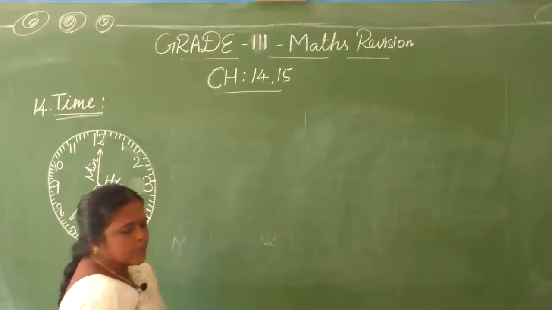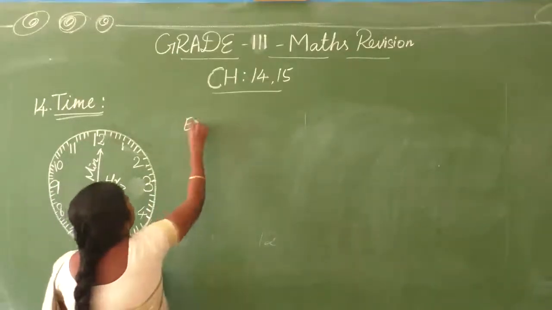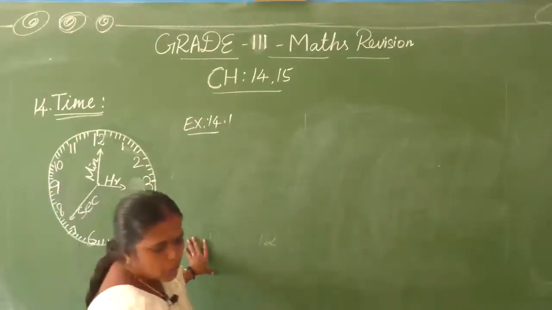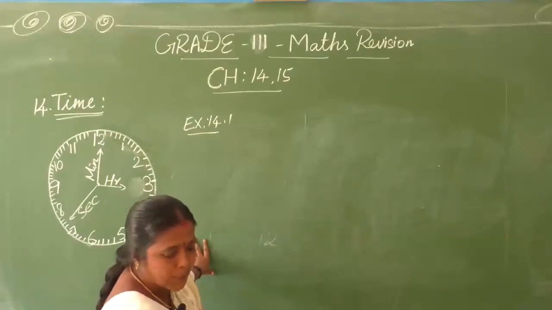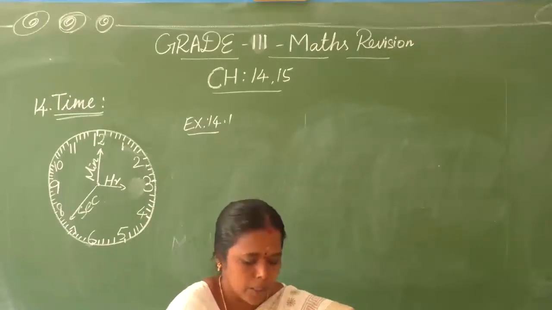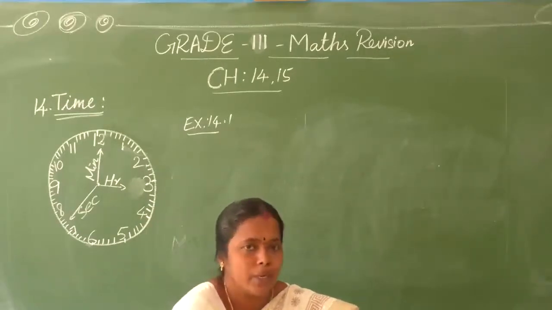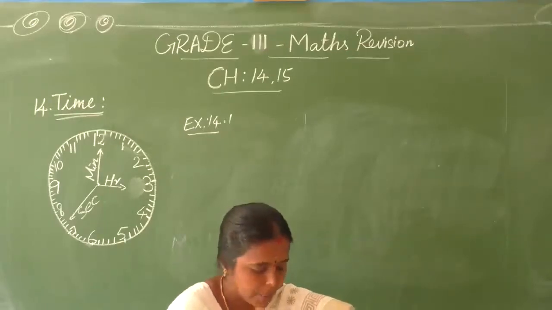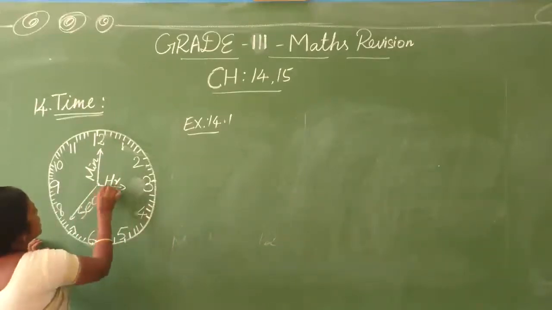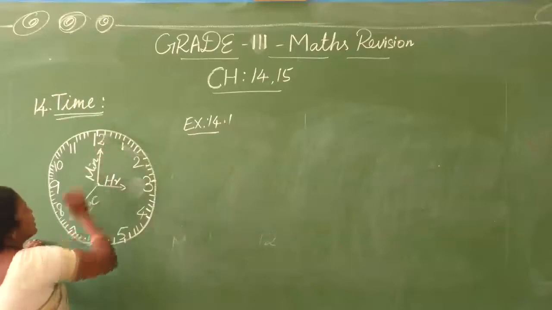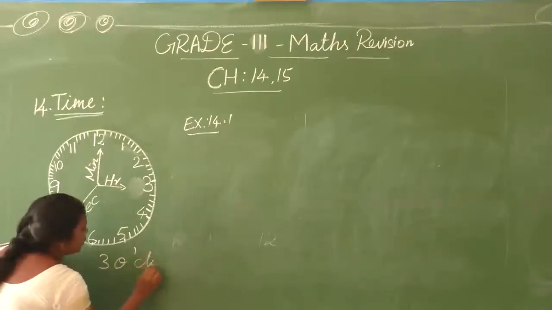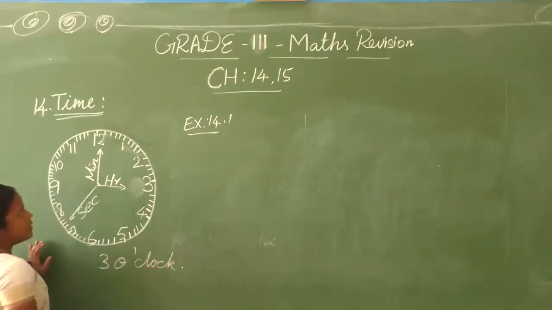See, exercise 14.1, if you consider, there are 3 problems. The first one is to write the time. The hands of the clock will be marked. By seeing the clock, you have to tell or write the time. Now what time? The short hand is at 3, the longer hand is at 12. That means it is 3 o'clock.